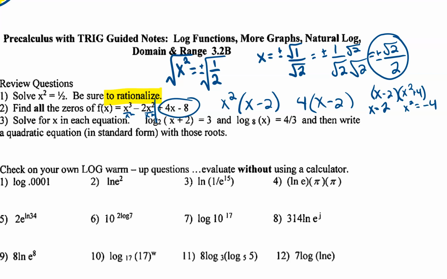Then we square root both sides. Remember to put a plus or minus in front when you square root. X is going to equal plus or minus 2i. Because the square root of negative 4 is imaginary. So your solutions, your 3 zeros are 2 and positive and negative 2i.